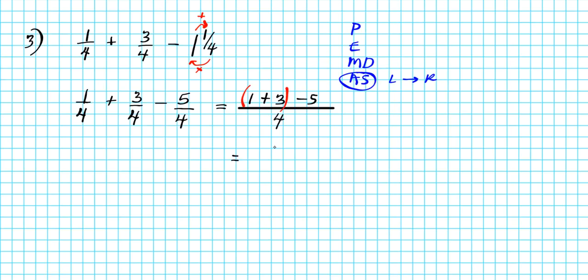So, 1 plus 3 is 4 minus 5 divided by 4. So what's 4 minus 5 is going to be negative 1, since the bigger is negative, and these two numbers have different signs. So when you're combining numbers with different signs, you subtract and keep the sign of the bigger number. So you can see why our answer is negative 1/4.